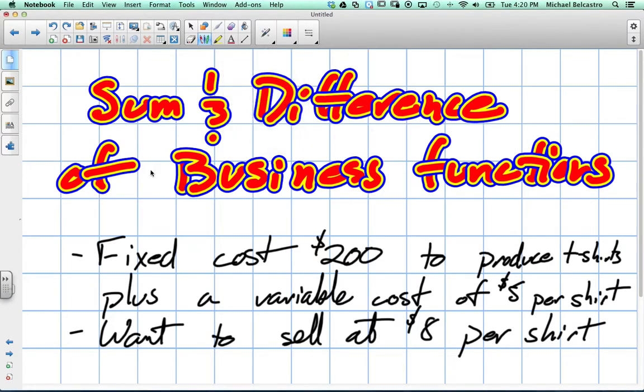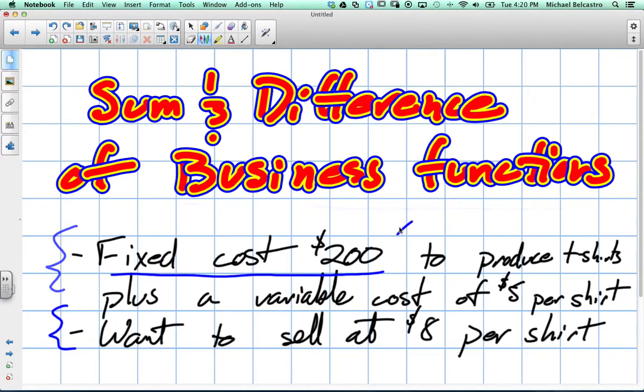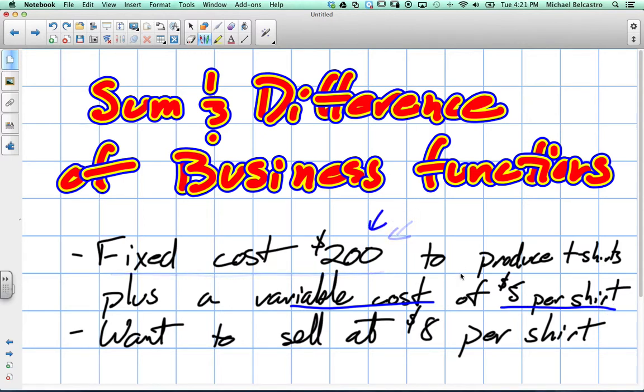So, sum and differences of functions, but this time specifically business functions. They've given us two key pieces of information. There's a student council and they're looking to sell t-shirts. It turns out there's a fixed cost of $200 to produce the t-shirts plus a variable cost of $5 per shirt. So it's probably like you have to put a deposit of $200 to get the machines up and running, and then for every shirt you make, it's another $5 it's going to cost you.